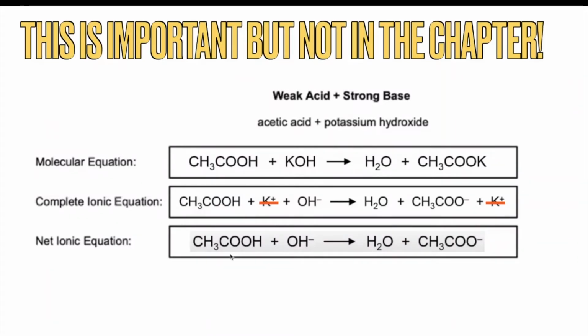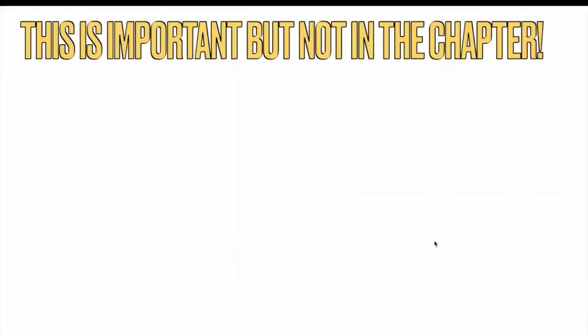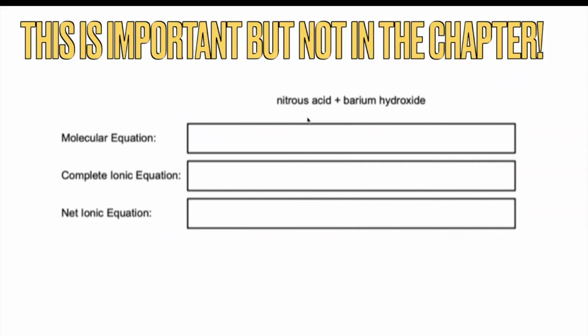Okay. So next, nitrous acid, barium hydroxide. All right, again, I've got my weak acid and my strong base here. So nitrous acid is HNO2. Barium hydroxide is Ba(OH)2, remember? So I'm going to have an H and an OH to make water. Barium and nitrite are going to get together to make barium nitrite. Is it balanced? Nope, not balanced. Let's balance it first. Complete ionic equation.